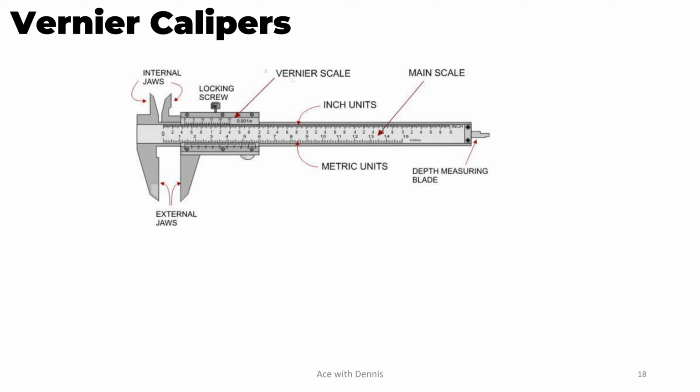Then, look at the scales. For vernier calipers, it has a main scale and a vernier scale. On the main scale, the top scale is in inch units and the bottom is in metric units. The depth measuring blade can be used to measure the depth of an object. Lastly, the locking screw can be used to tighten the moving part of vernier calipers after we take a reading.